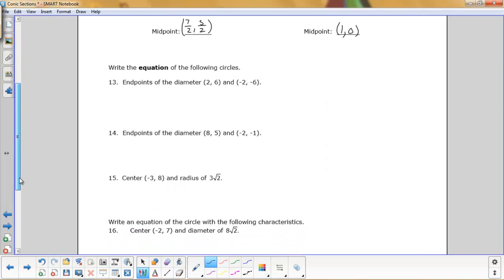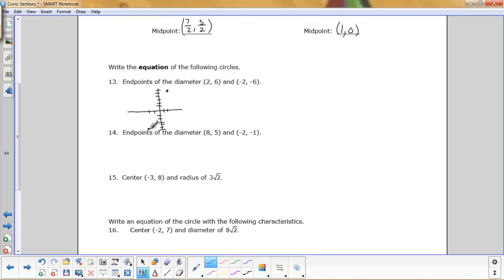All right, 13, 14, and 15 are what we're leading up to. All right, so the endpoints of the diameter are that. The way I like to do this is by drawing a picture, okay? And so I'm going to go down here to up here to 2, 6, and put a point, and likewise do the same over here.